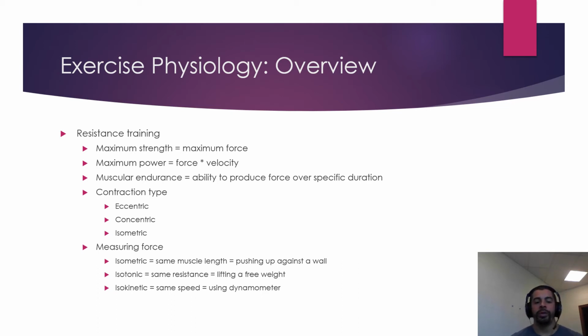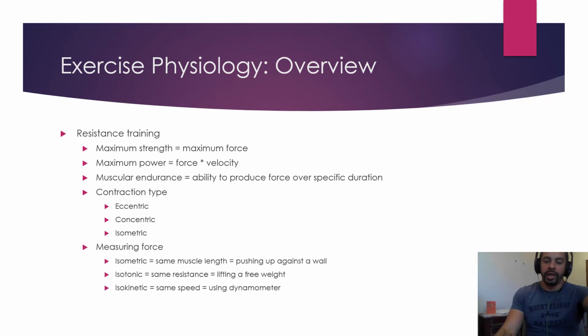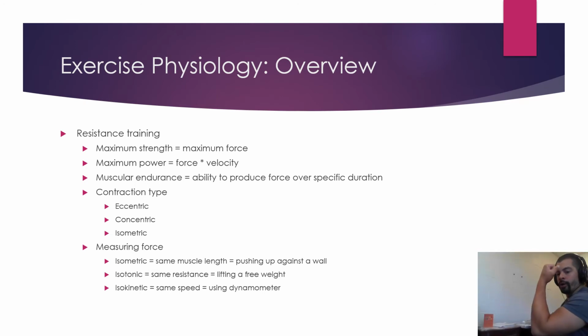So eccentric, right, if we have our actin and myosin, don't worry about it too much, but say one arm is actin, one arm is myosin. Eccentric is the lengthening of your muscle fibers. Typically, we can think of eccentric as the lowering phase of a movement. So if I'm doing a dumbbell curl, lowering the dumbbell is the lengthening of the fibers of my bicep, and that is the eccentric component. As I contract up, my fibers are shortening, and that is the concentric component.